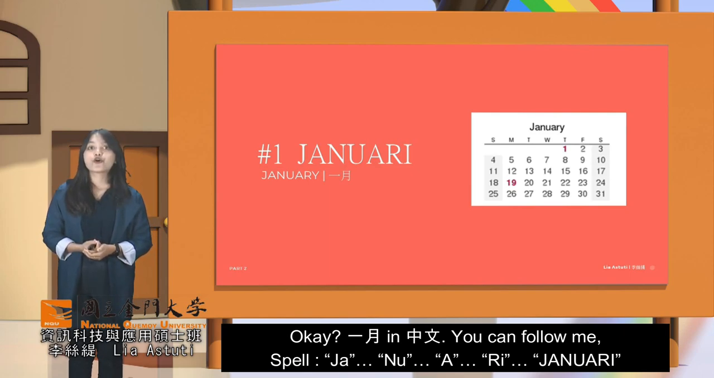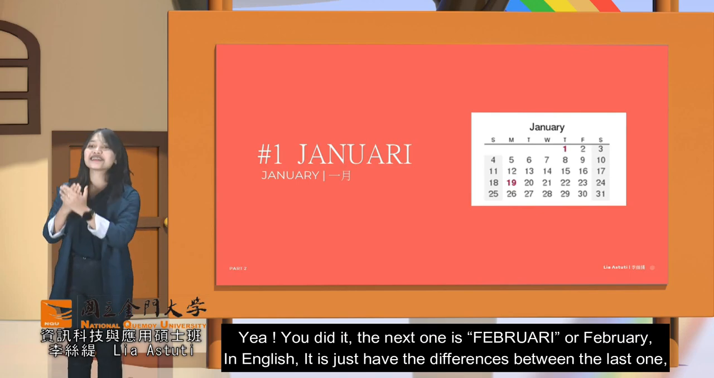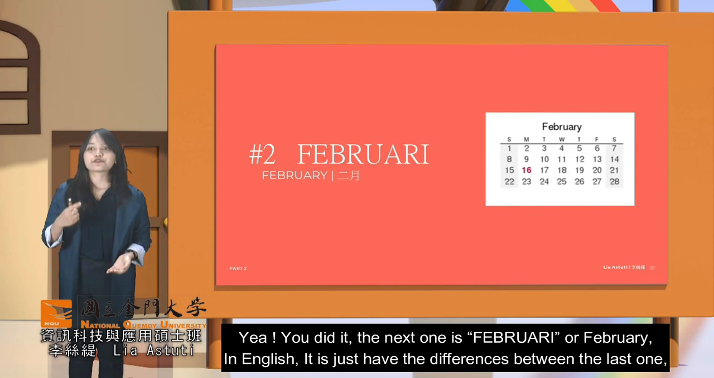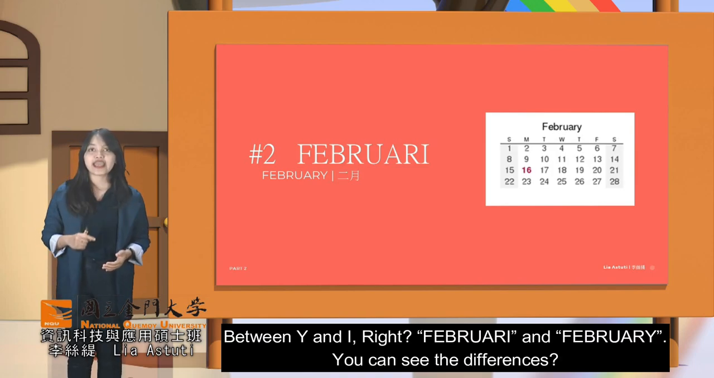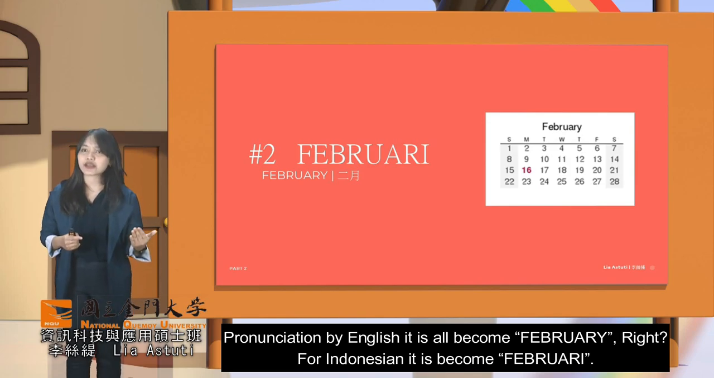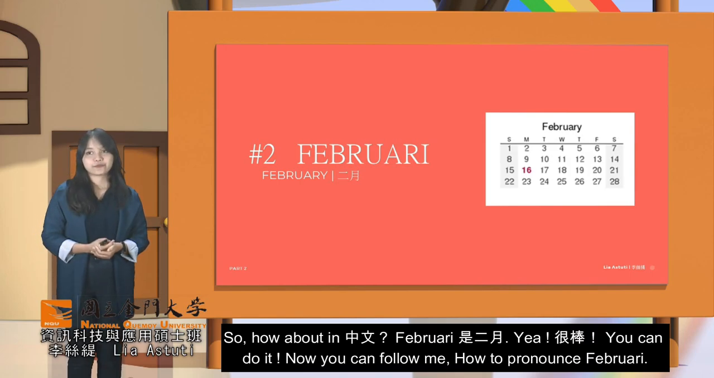Ja, nu, wa, ri. Januari. Yay! You did it! The next one is February, or Februari. In English, you can see it just has differences between the last letters, right? Februari and February. You can see the differences. The pronunciation in English is different, right? For Indonesian, it becomes Februari. Okay?